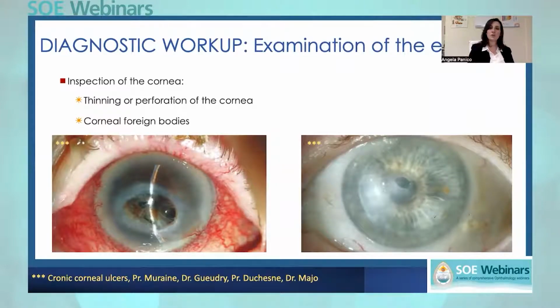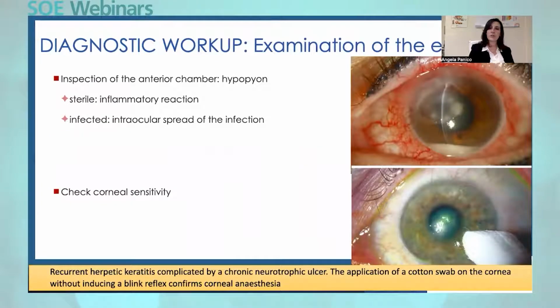The examination of the cornea is important to find signs of a pre-existing condition, such as foreign bodies, scars, especially in case of a recurrent herpetic keratitis, where we can find a corneal anesthesia. Then the inspection of the anterior chamber. In the anterior chamber, we could have an inflammatory reaction with hypopyon. The hypopyon could be sterile, a sign of inflammatory reaction, or infected, a sign of a spreading infection.